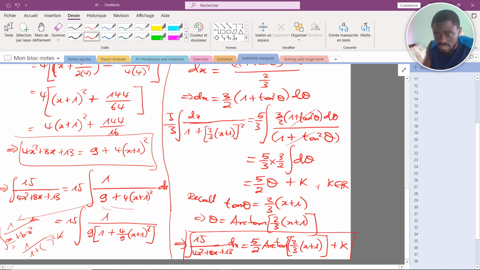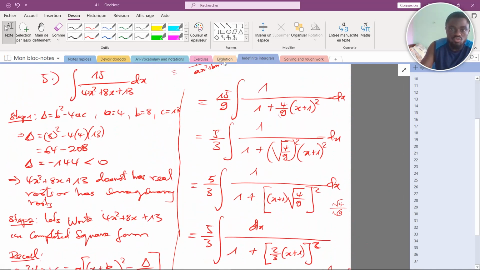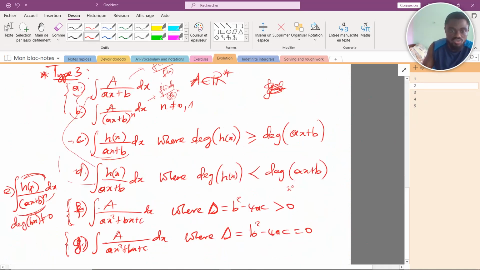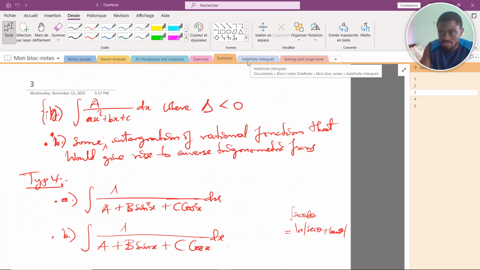So that's basically what we saw from these 3 examples. We basically went through how to integrate this when the discriminant is greater than 0. That was the first case. We saw how to integrate this when the discriminant is equal to 0. That was the second case. And we ended up by seeing how to integrate this when the discriminant is less than 0.